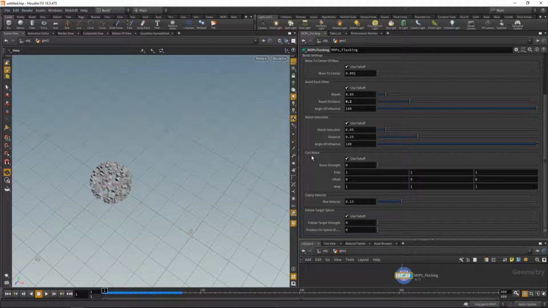Then we have an option to add some curl noise in, which by default is set to 0 because it's not in the original Boids paper. However, it adds a bit of a natural motion here, so maybe you want to dial it up to 0.05, 0.1, something like that.